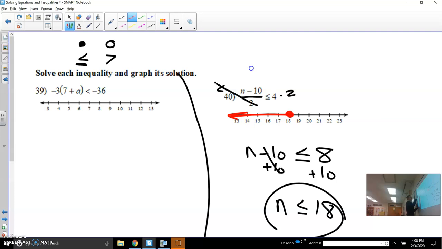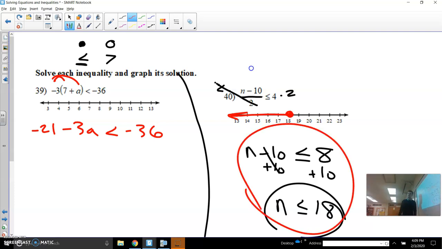Just to make sure that everybody is comfortable with the first step here, this is distribution. So this should be -21 minus 3a less than -36. I think I kind of changed my mind. I think I do want to work this problem out because I think this one will use that rule where you change the inequality. We didn't do that here. This one did not divide by a negative number, so that sign in the middle didn't change directions. But let's continue this problem.